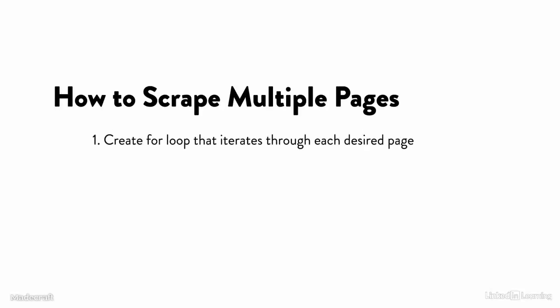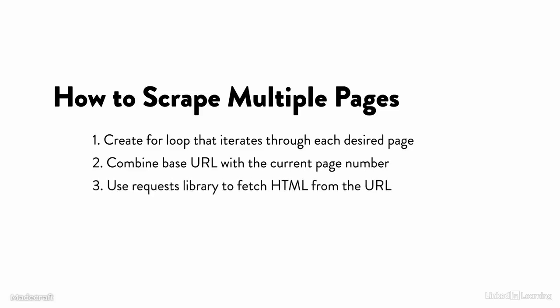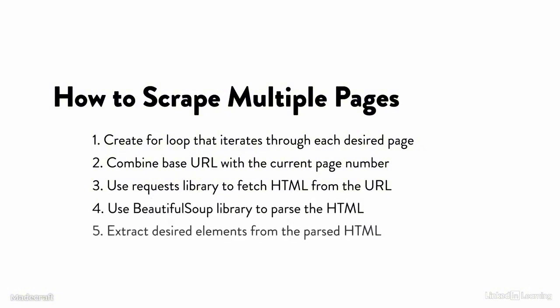Create a for loop to iterate over a range of the page numbers that you want to scrape from. Inside the for loop, define the URL to be the first part of this URL, which is everything until page equals, and then add the page number at the end to specify which page to scrape from for this iteration. Using the requests library, send a request to get HTML code from the complete URL. Using the BeautifulSoup library, parse the response. Extract all the elements that you want from that page.